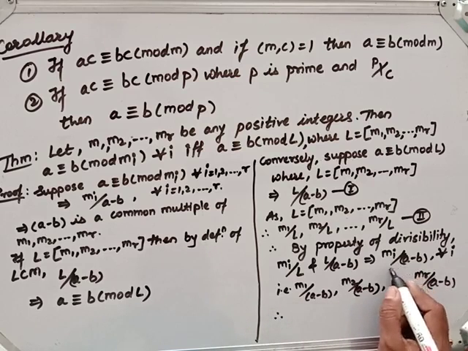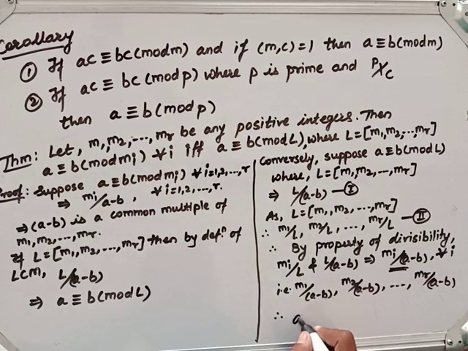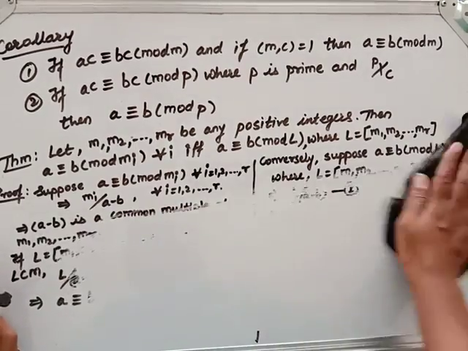Therefore, what can we write from this itself? We have to write commonly. This gives A congruent to B modulo Mi for all i from 1 to r. This is the proof of this. Simply the definition of an LCM and the properties of divisibility and congruence are used here. Fine. Now let us go for the next theorem.